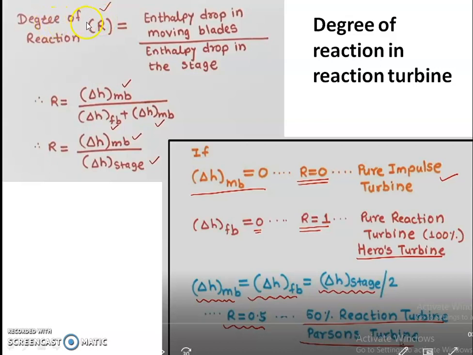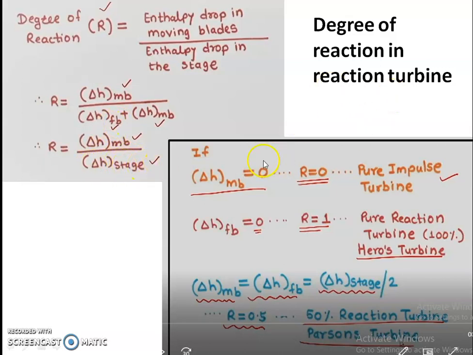The degree of reaction is defined as the enthalpy drop in the moving blades divided by the enthalpy drop in the stage. That is del H moving blade divided by the enthalpy drop in the stage, that is del H fixed blade plus del H moving blade. Finally we get R equal to del H moving blade divided by del H stage, where del H stage is 50% from the nozzle section and 50% from the moving blade section. The fixed blade means the nozzle, that is 50% from the nozzle section.